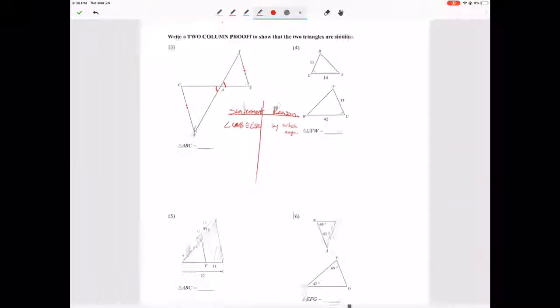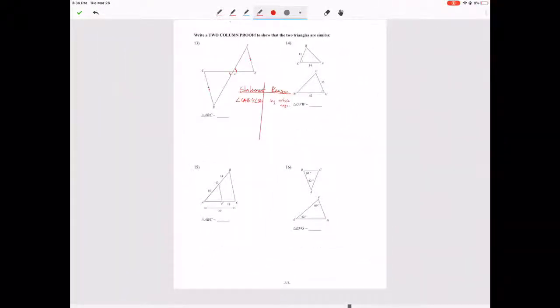Like I said, on the test, there are going to be a few of those problems, and they're worth quite a bit. So make sure you feel comfortable being able to write down a two-column proof. All right, thanks for your time, and let me know if you have any questions.